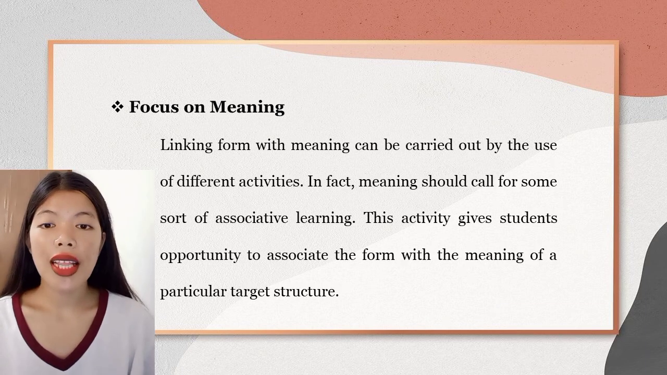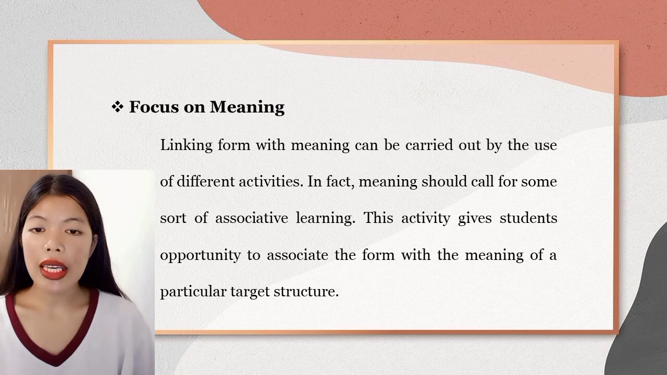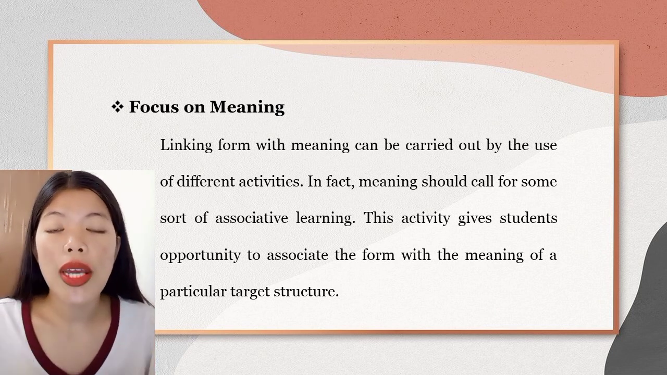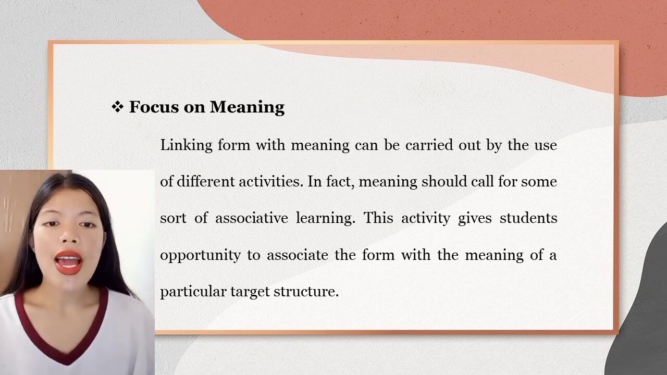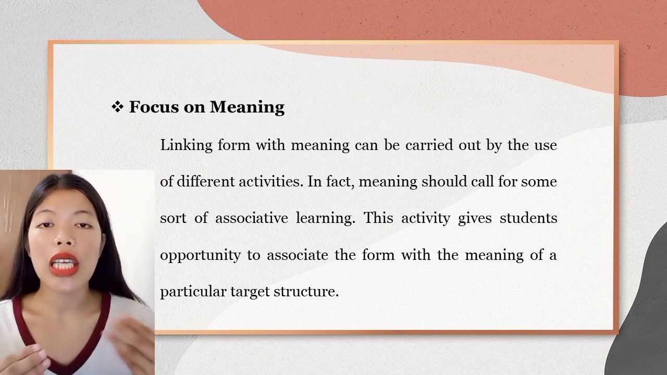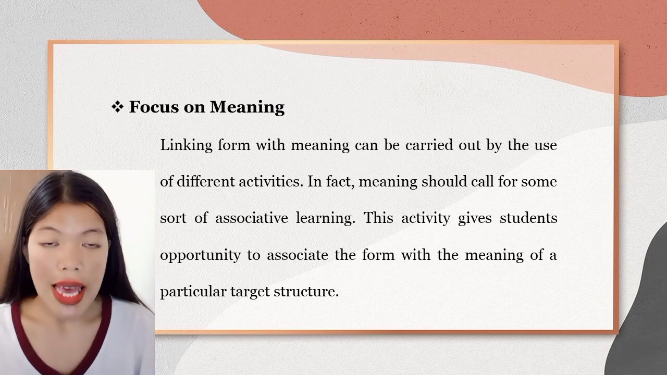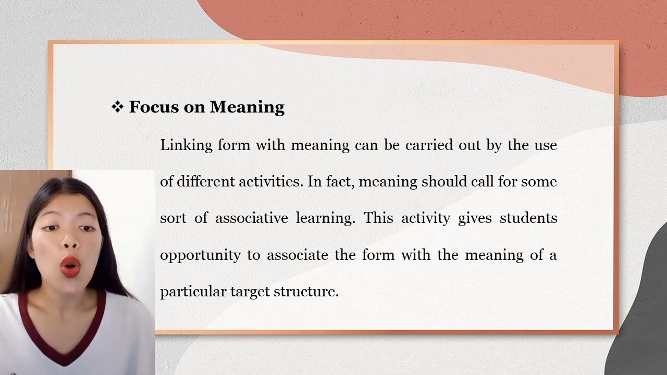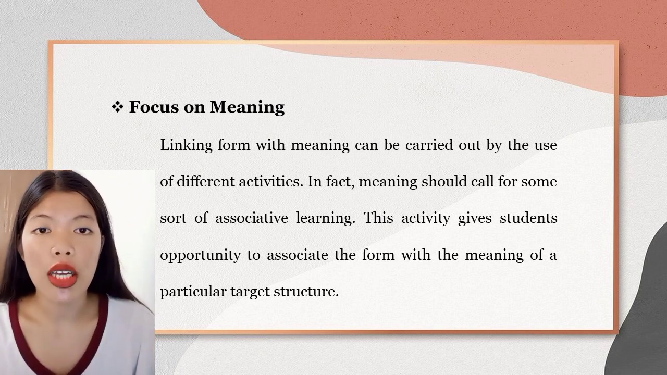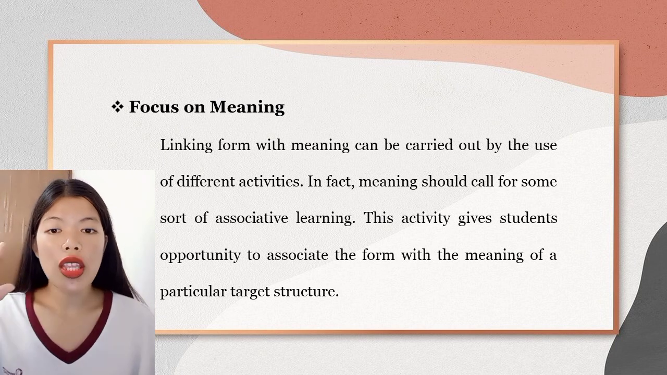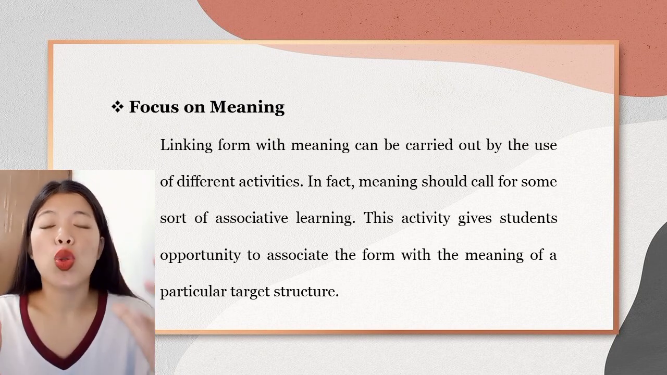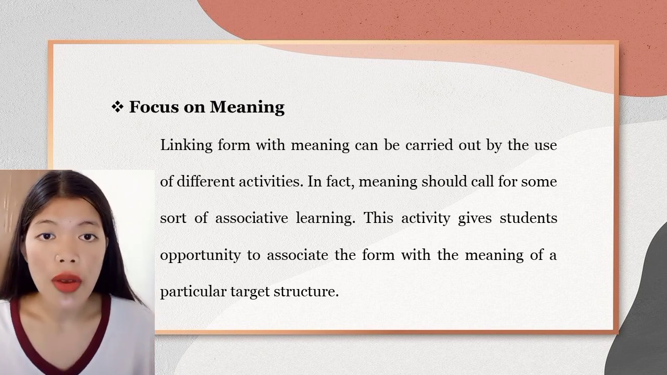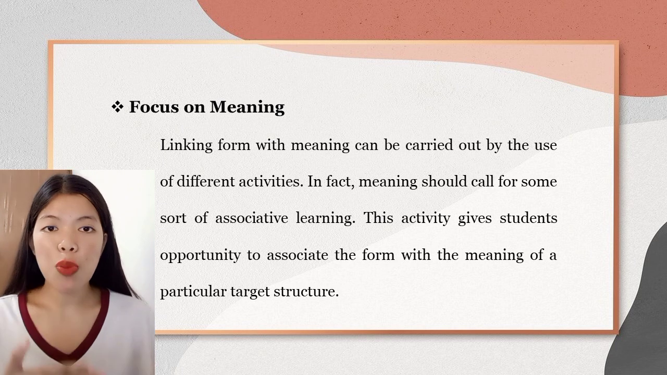For the second practical activity, we have focus on meaning. Linking focus on form with focus on meaning can be carried out by the use of different activities. In fact, meaning should call for some sort of associative learning. This activity gives students the opportunity to associate the form with the meaning of a particular target structure. So if you are teaching your students focus on form, which is about the background of a language, you should also provide them an explanation in order for them to have a deeper understanding.